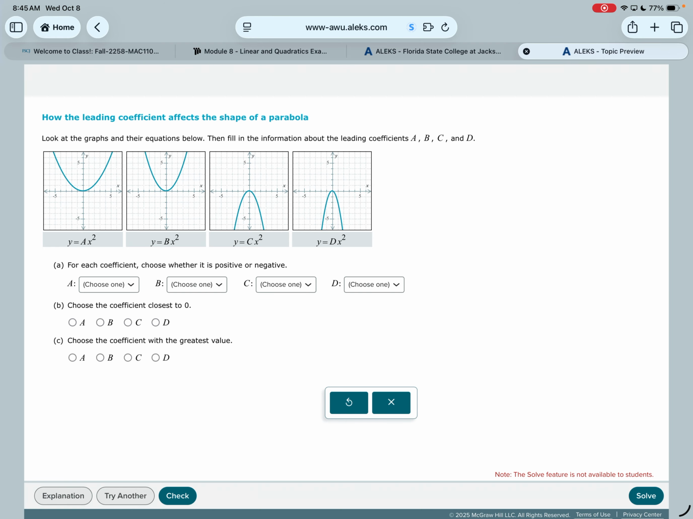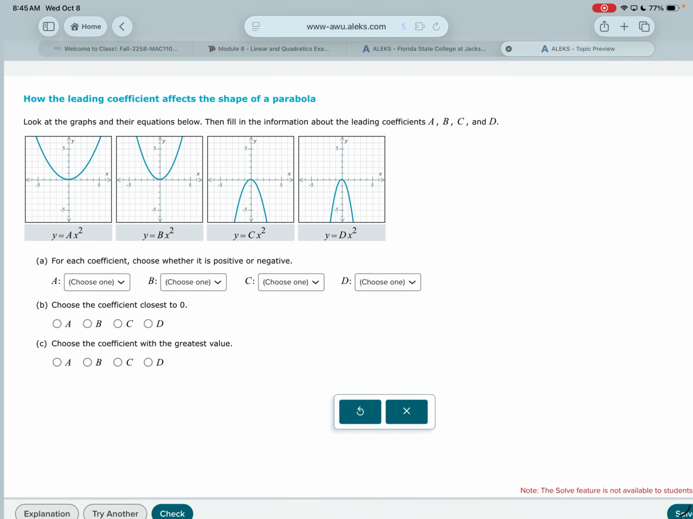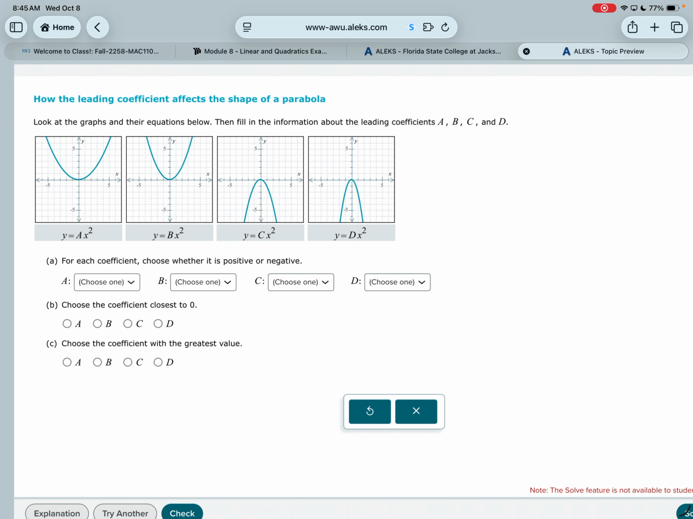I'm not sure how this ended up at the end, but back to this one with parabolas, it's kind of the same one as that absolute value one. A opens up, so it's positive. B opens up, so it's positive. C opens down, so it's negative. D opens down, so it's negative.